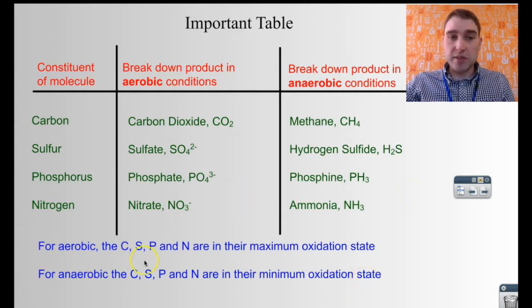An interesting note as well is that for aerobic decomposition, carbon, sulfur, phosphorus and nitrogen are all in their maximum oxidation state, whereas for anaerobic decomposition, the carbon, sulfur, phosphorus and nitrogen are in their minimum oxidation state, and that's just an interesting thing to note.